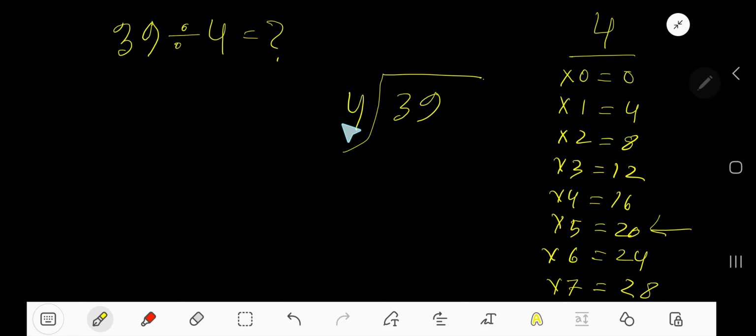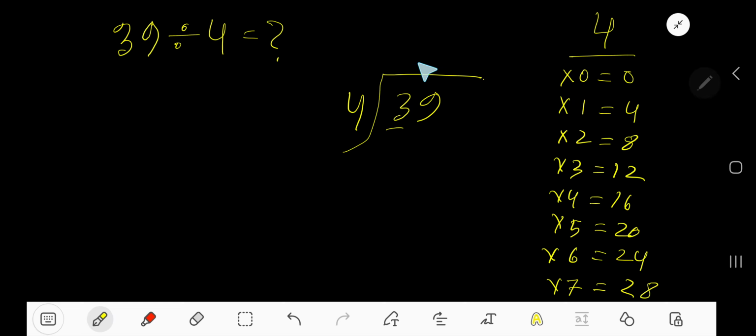39 divided by 4. Here 4 is a divisor, so we need the multiplication table of 4. 4 times 0, 0; 4 times 1, 4; 4 times 2, 8; 4 times 3, 12; 4 times 4, 16. To find the multiplication table of 4, just add 4 to the previous number: 0 plus 4, 4; 4 plus 4, 8; 8 plus 4, 12; 12 plus 4, 16.